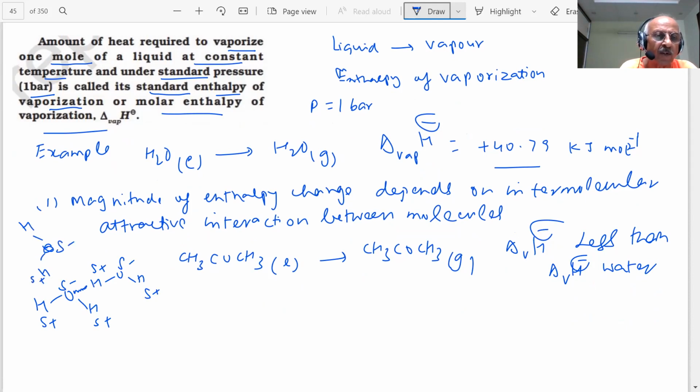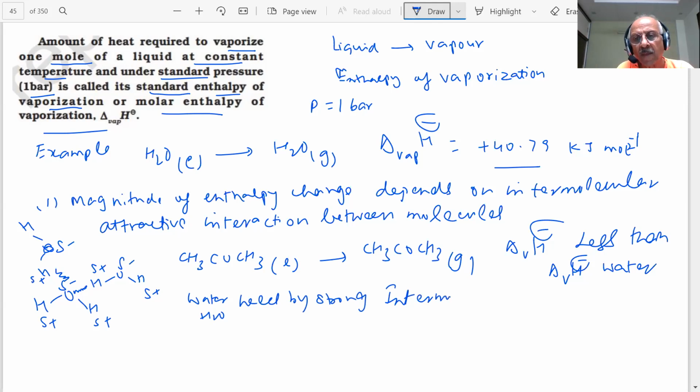Negative, positive. So you can see there are strong intermolecular hydrogen bonds in water. Water H2O molecules are held by strong intermolecular hydrogen bonding. And therefore what will happen? You will need more energy in this case, since the intermolecular force of attraction is stronger.